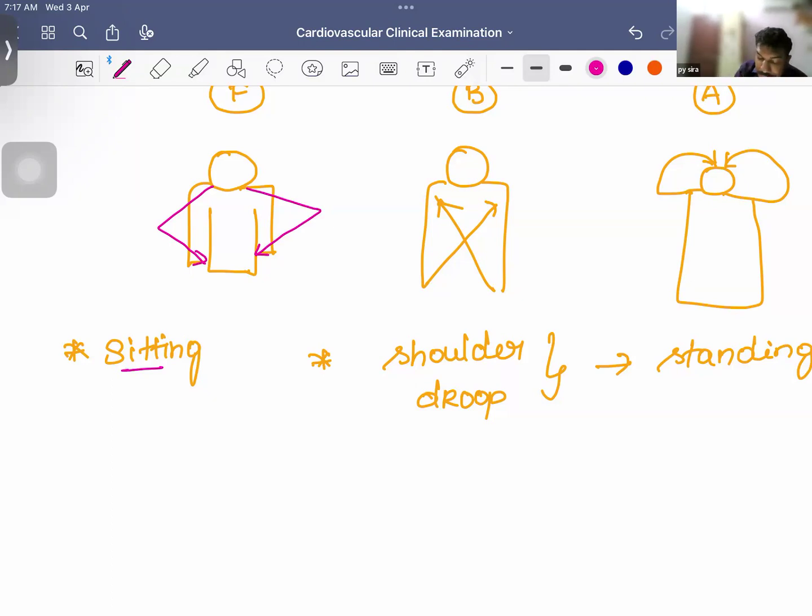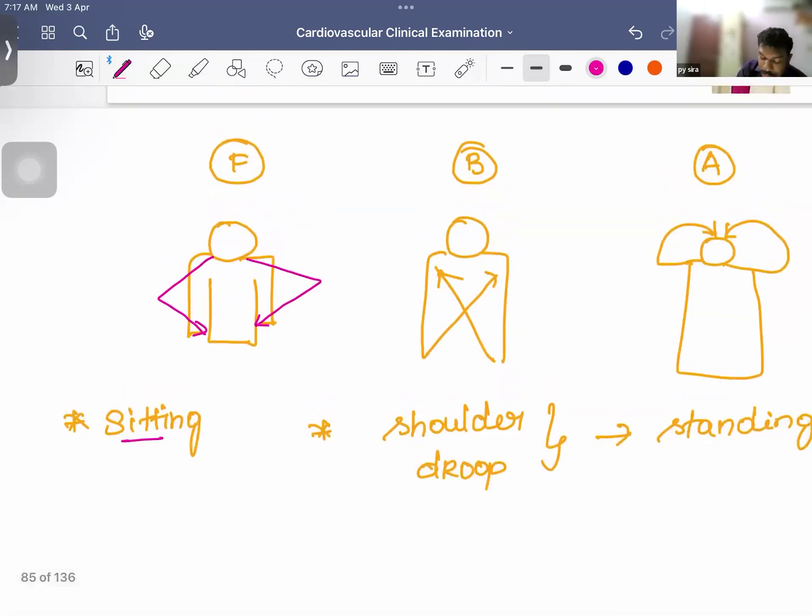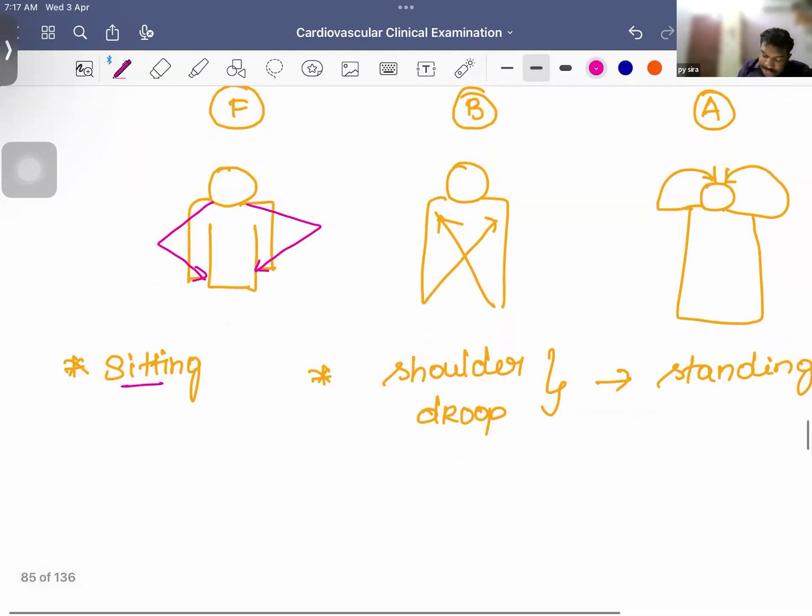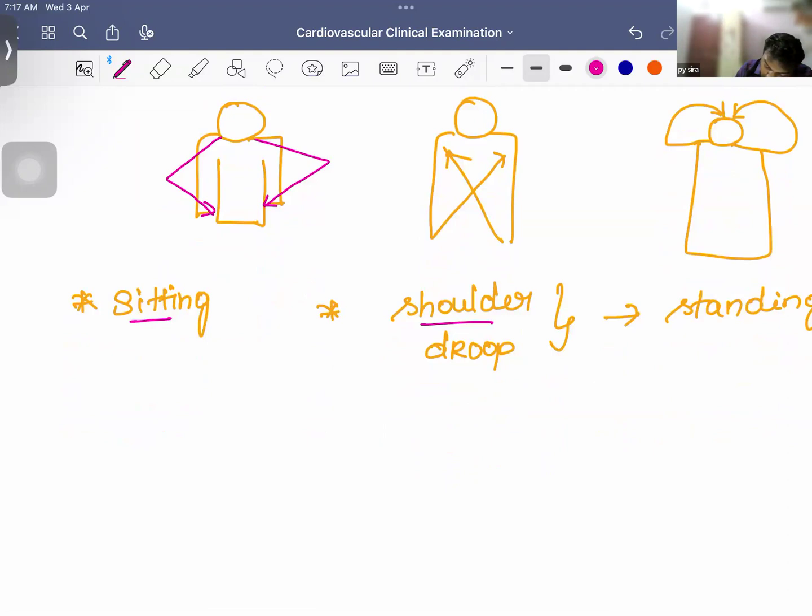Then coming to the back of the patient, you have to keep the hands crossed like this. Whenever you are going to examine the axilla, the patient has to keep the hand like this. This is very important. And whenever you want to see shoulder drooping or dropping, you have to see the patient in standing posture. This is very important.